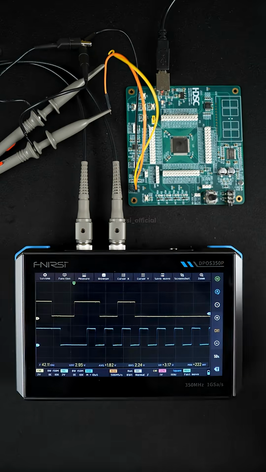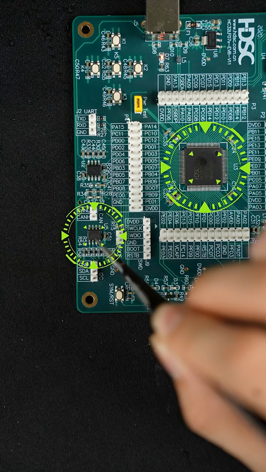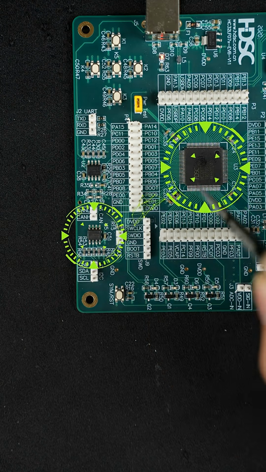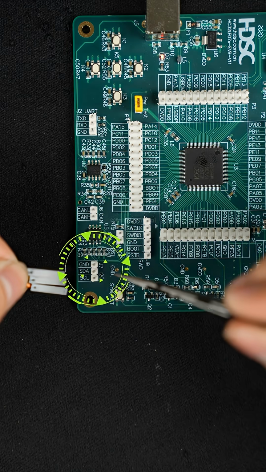How to measure I2C. The circuit board is now powered on. The main control chip on the board and this chip are communicating via the I2C protocol. For easier measurement, 3 DuPont wires are used to lead out the 3 I2C pins.